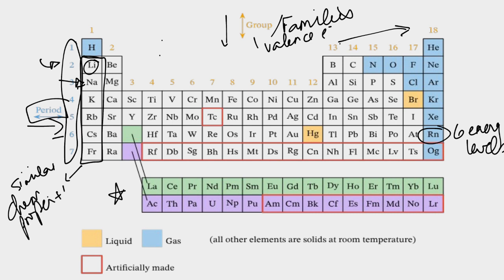And that is mostly true across the periodic table. The one set of elements that don't tend to follow this are these elements in the middle. These are called transition metals. And those transition metals tend to not follow the trends of the rest of the elements in the periodic table.